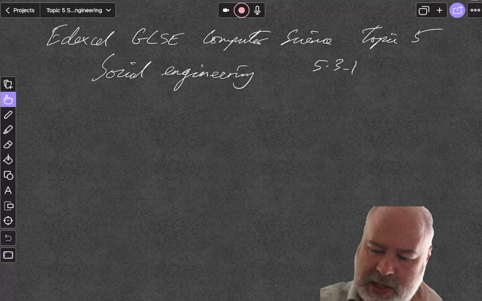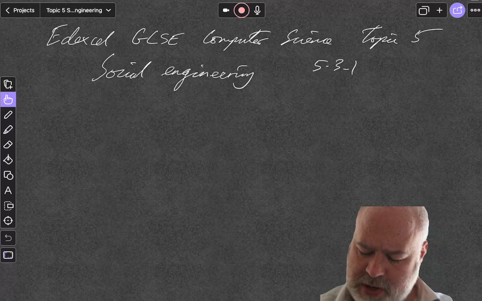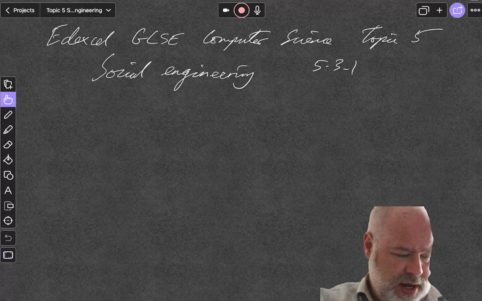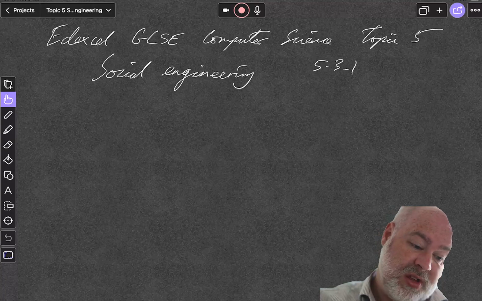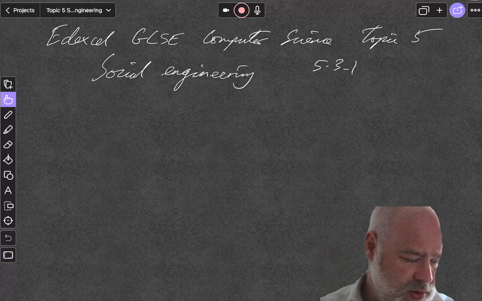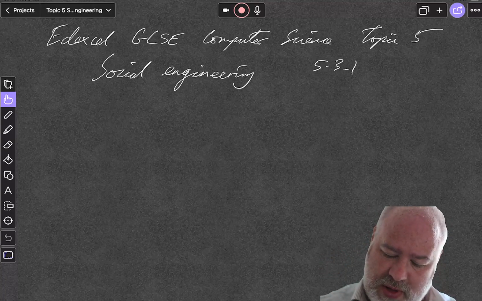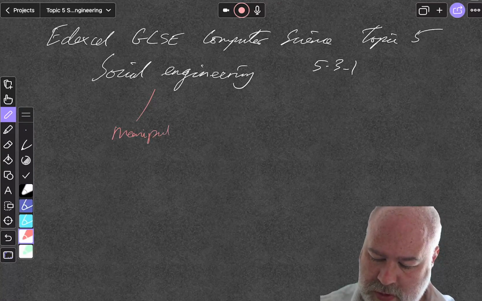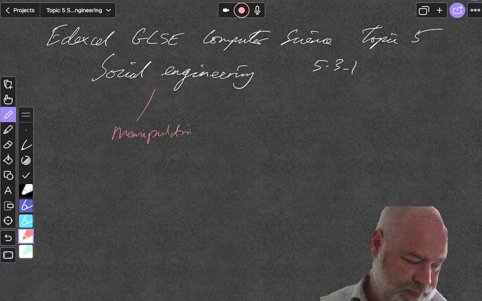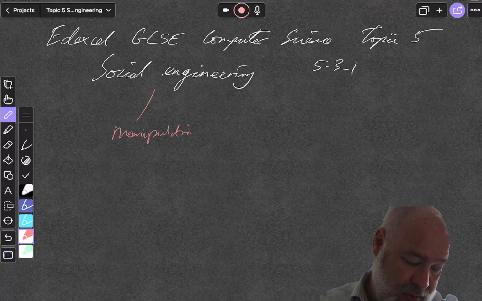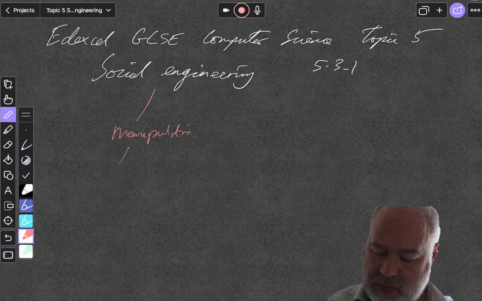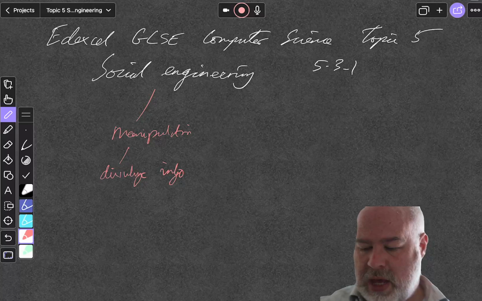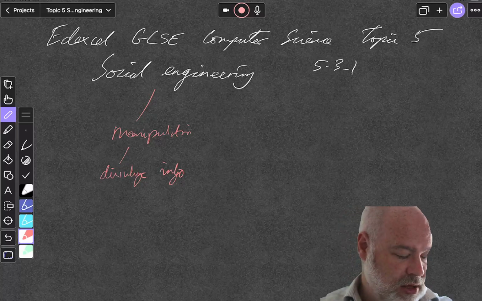Hello students, let's continue to explore 5.3.1 in topic 5, Edexcel GCSE Computer Science, Social Engineering, which is related to this idea of technical vulnerabilities and malicious code, malware. So social engineering means manipulation to persuade someone to divulge information. So you will be duped or tricked into giving away information.